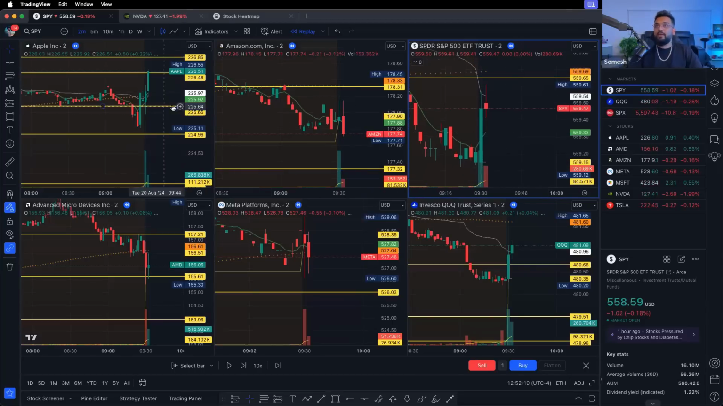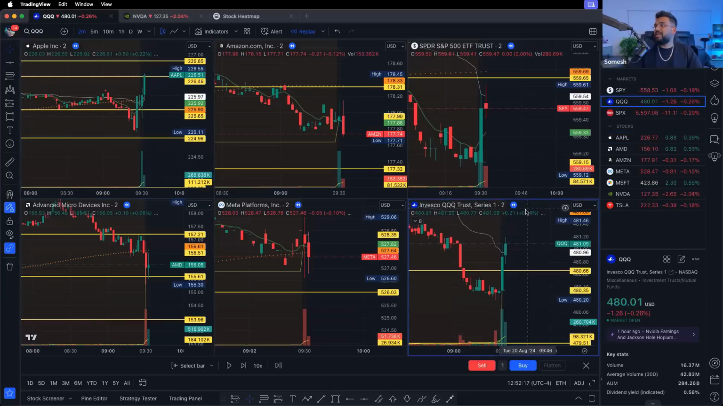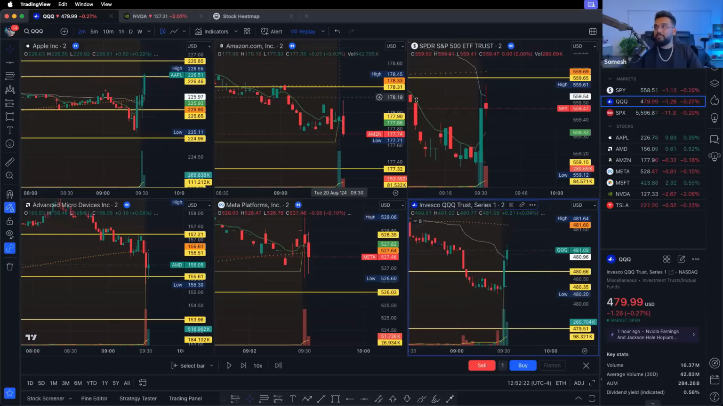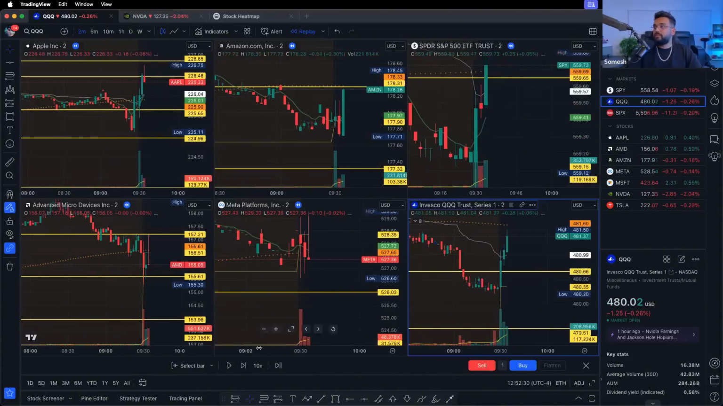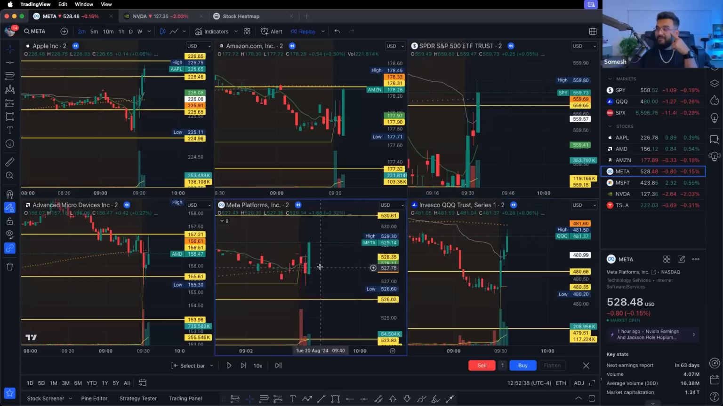So I'm still waiting. But what's happening on Apple now? Apple started making an impulse move. I'm like, okay, sweet. Now what's happening? QQQs have an impulse. Apple has an impulse. Amazon, no. Meta, no. AMD, not yet. SPY, not yet. All right, sweet. Next candle. Still waiting for a pullback. SPY breaks above the 200 moving average on a 2 minute chart. I like that. Meta, anything?